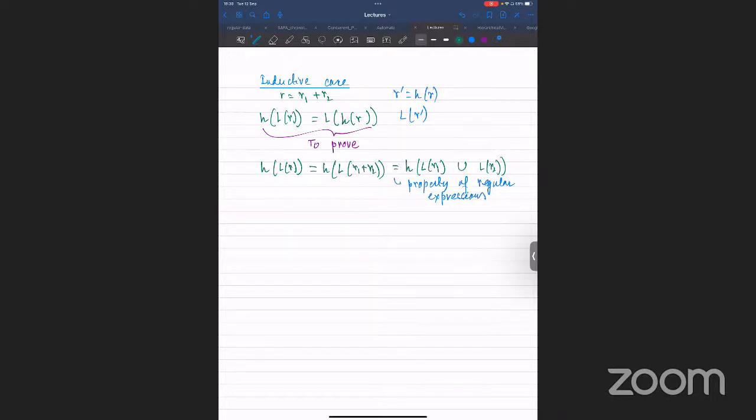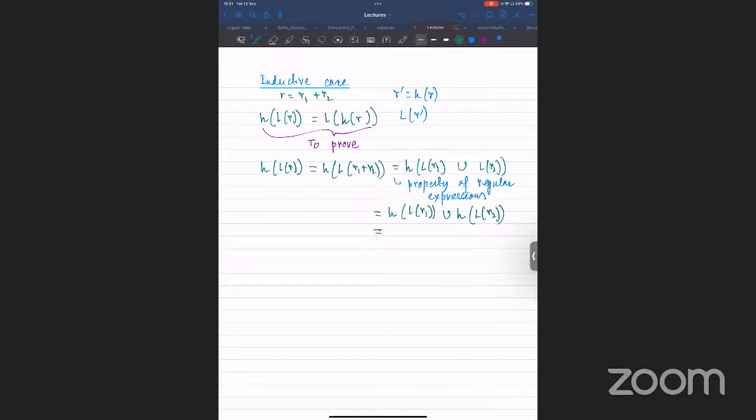Then what? Can you put H of L of R1 union, so you are taking the union of the two languages, you are adding the H, and now this is L of R2. So you have the language, and then you add the homomorphism on each of the constituent languages. Right? Now what?